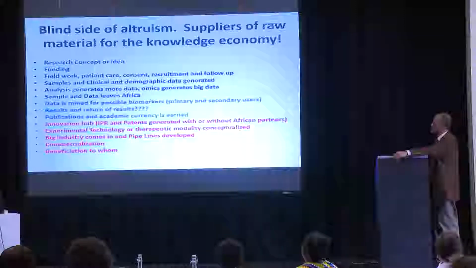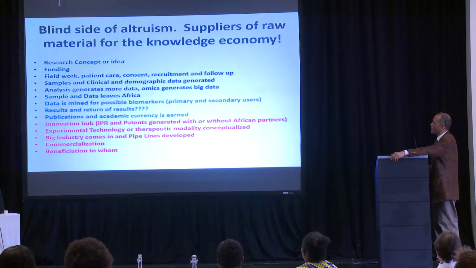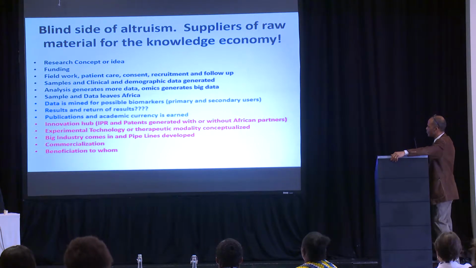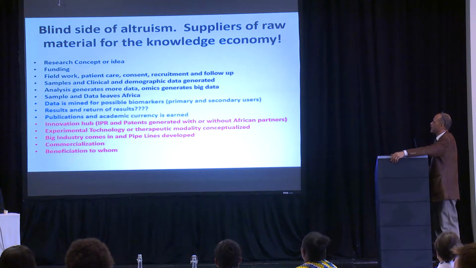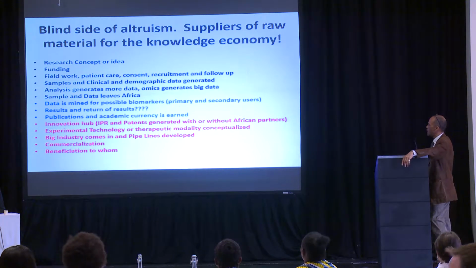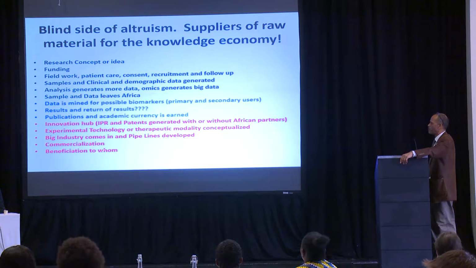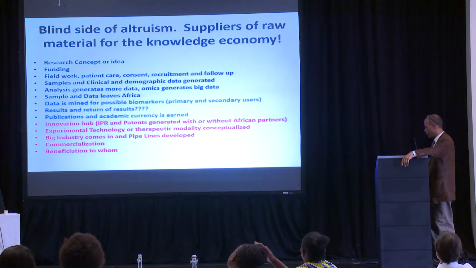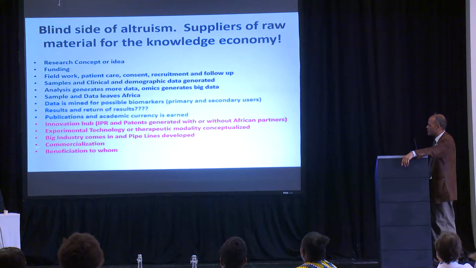And then we start moving into the innovation hub. Our colleagues abroad will discover something, they go into their innovation hub, intellectual property rights and patents start getting generated with or without their African partners. Experimental technology or therapeutic modalities are conceptualized. Big industry comes into the game. Pipelines get developed. Commercialization and beneficiation goes to whom? We don't know. And so these are the sort of issues that we really need to unpack on the continent. And we need to find out how this final endpoint here is going to benefit the people on the ground.